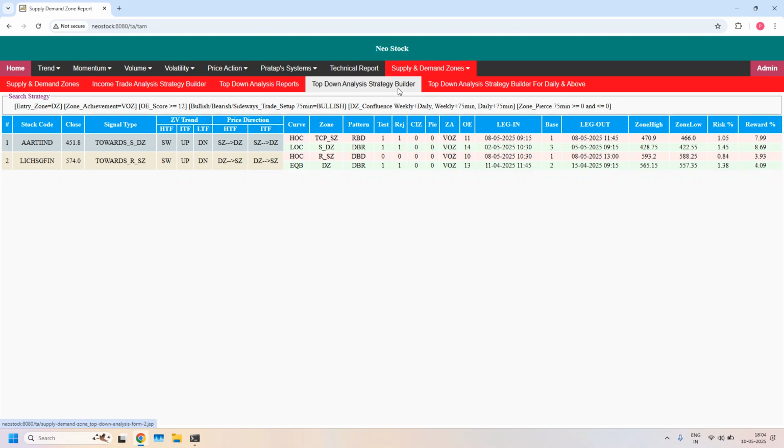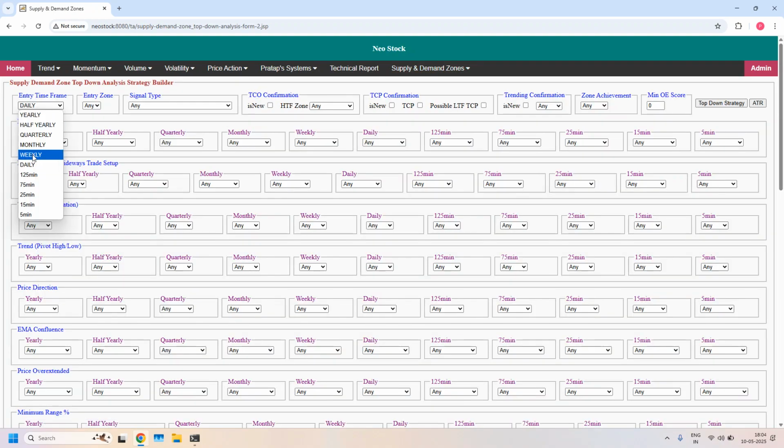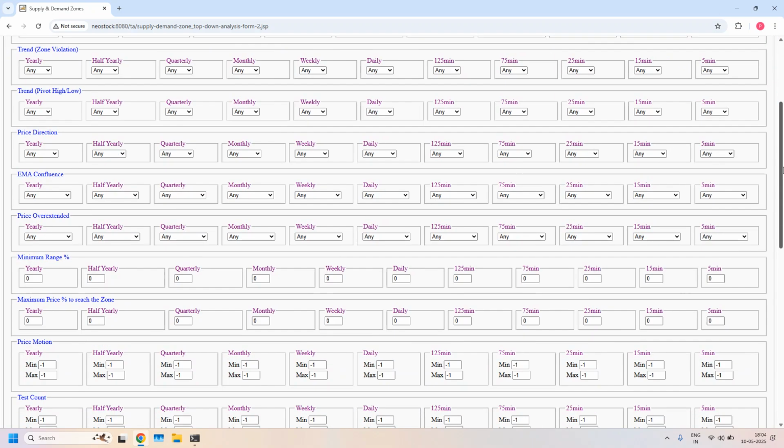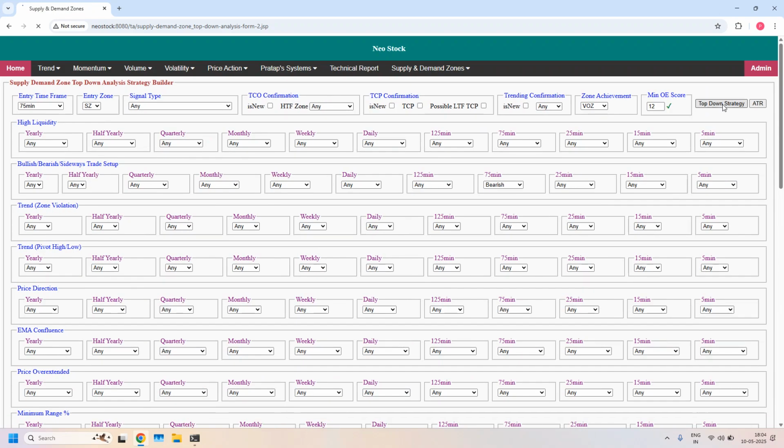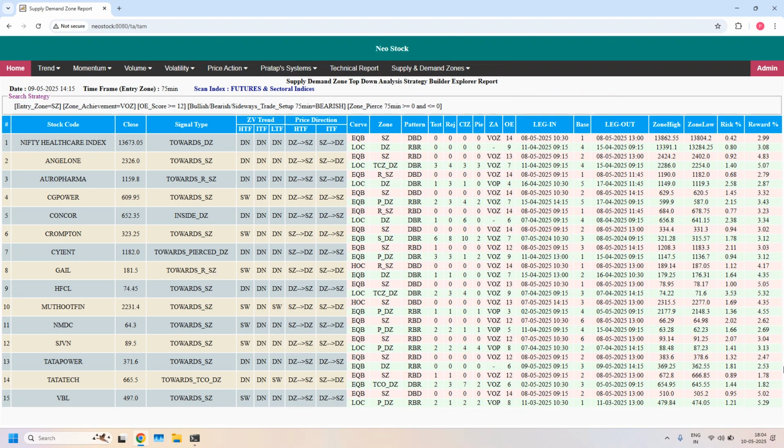Next, bearish trade setup for weekly income trade. Entry time frame 75 minutes. Entry zone, supply zone, and here in bullish or bearish at 75 minutes I am selecting bearish. Zone achievement violated opposing zone, minimum order enhances score 12, and also 75 minute supply zone should not be pierced. So in the pierced count at 75 minutes time frame, minimum value 0, maximum value 0. With these filters we got 15 stocks.